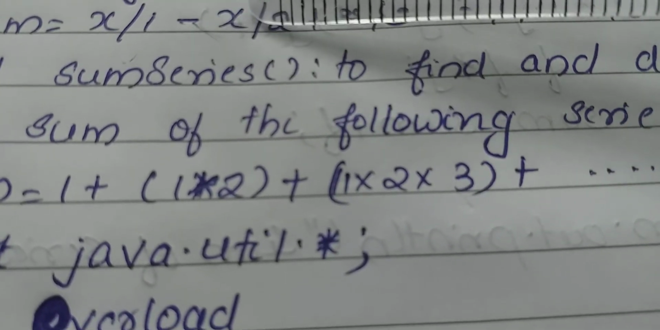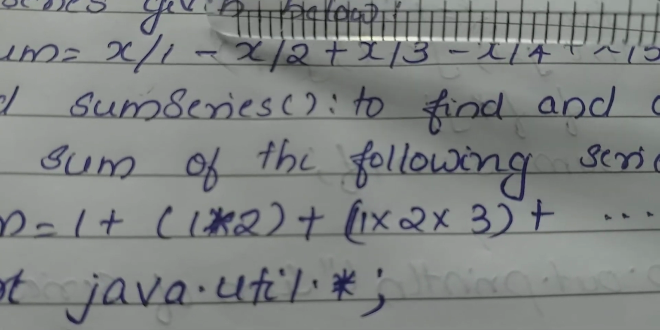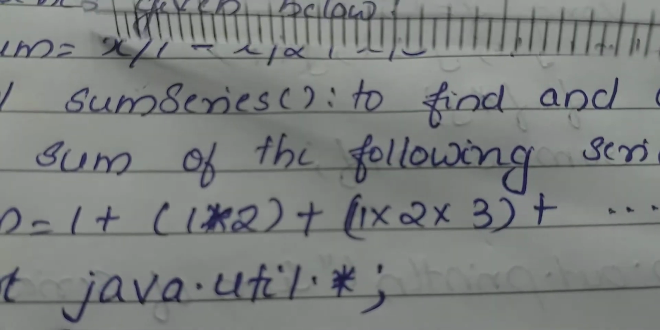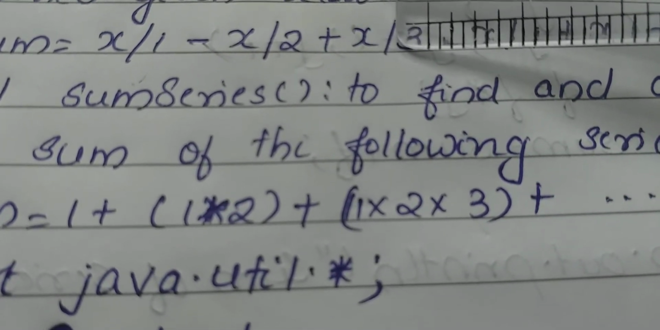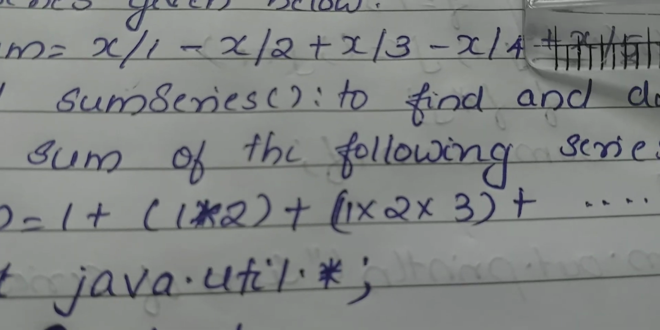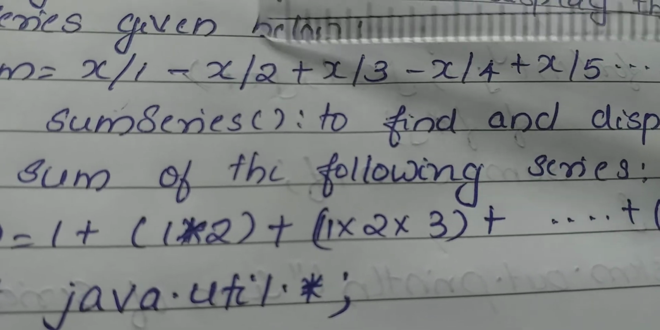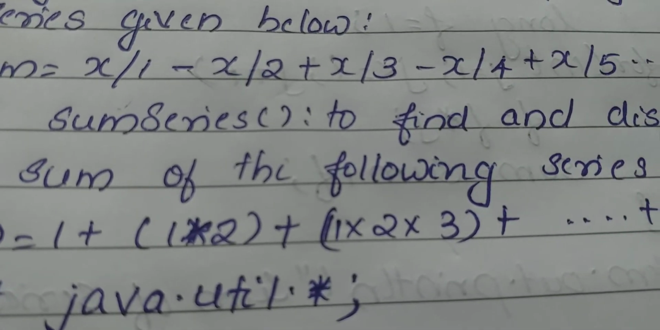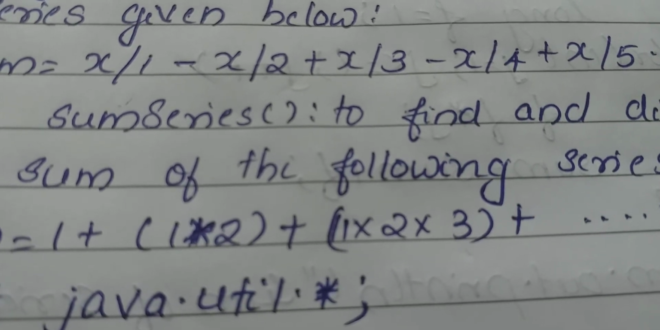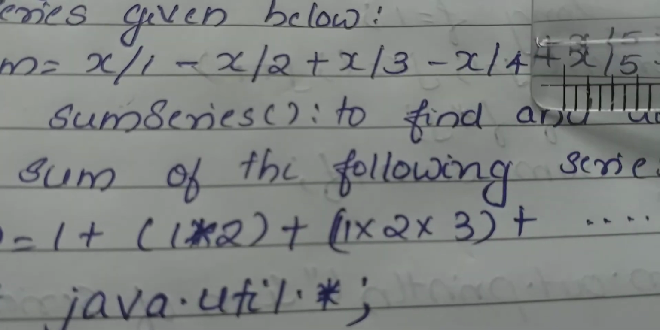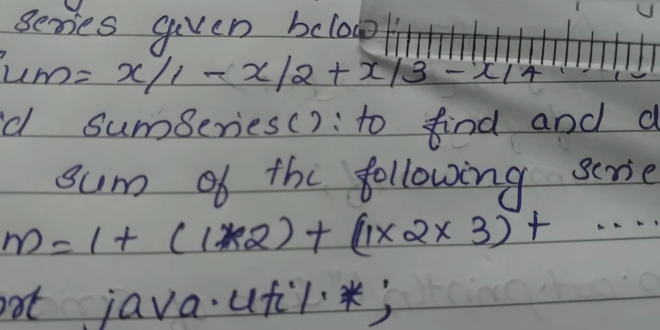What is the speciality of the second term? Before the term there is a sign value, isn't it? It is a negative sign. That is, the first term is positive, the second term negative, the third term positive, the fourth term negative, and like that it goes on. So for alternate terms the sign is either positive or negative. These are the things to be kept in mind before writing the code for this series. Clear?